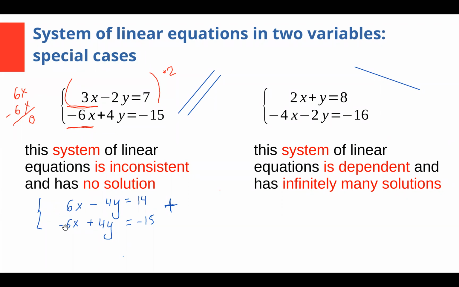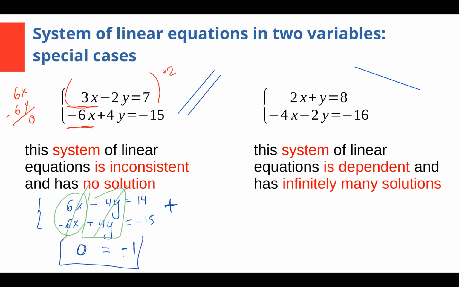Okay, now check this one out. I'm going to add them up, and what happens is both the x's are canceled and the y's are canceled, right? Because negative 4y plus 4y is 0, 6x minus 6x is 0. So I am getting 0 on the left side. Okay, let's see what we are getting on the right side. 14 minus 15 would be negative 1.